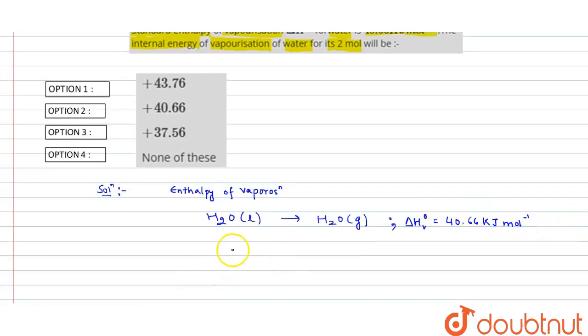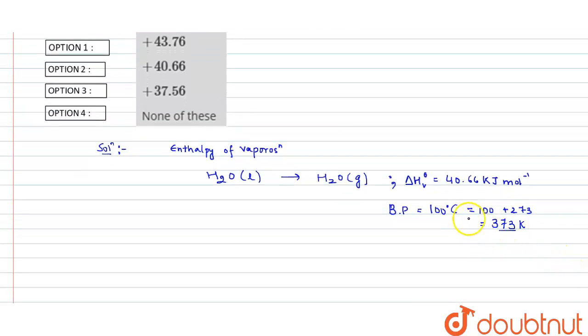Now here we have to calculate the internal energy for 2 moles of water. How will we do that? First we'll calculate the value for 1 mole and then we'll multiply it by 2. Another relevant piece of information which is not provided here is that water boils at 100 degrees Celsius. If we convert it to the Kelvin scale, we simply add 273 to it, and the temperature will be 373 Kelvin. This was not provided in our question, but we will require it.